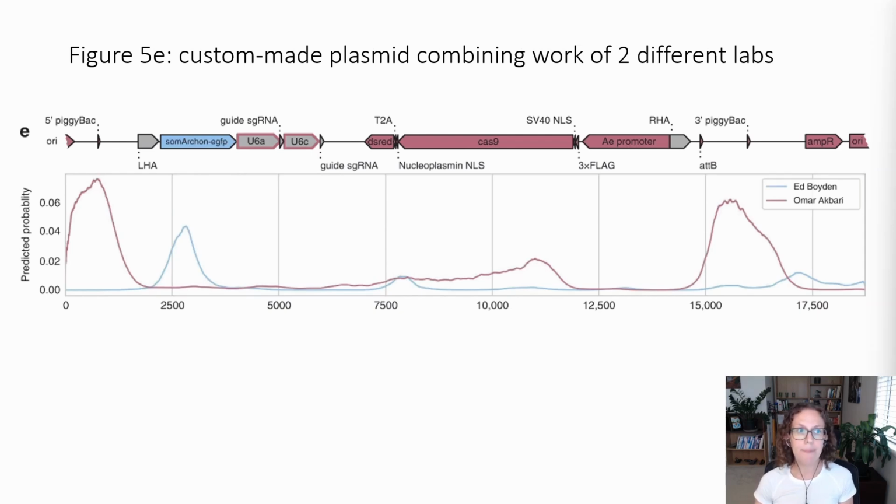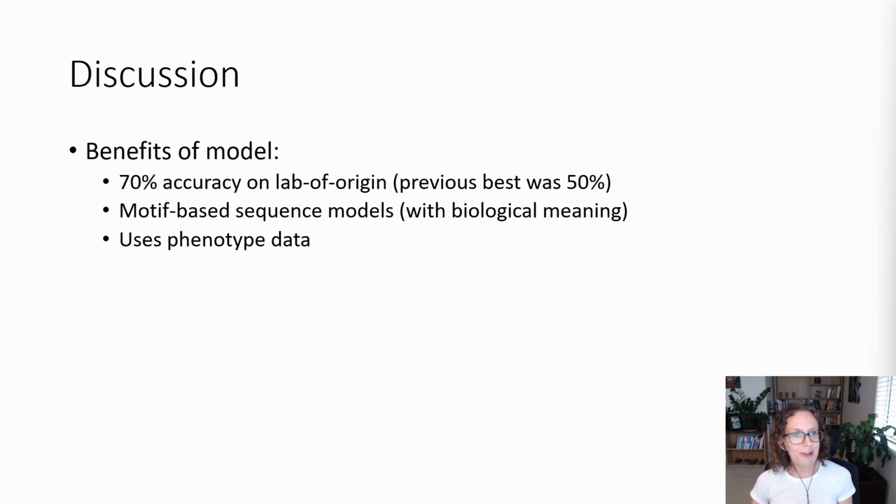So in conclusion, the benefit of this model is that it achieved 70% accuracy on the lab of origin problem. The previous best was 50%, so this is a big improvement. It's a motif-based sequence model that has biological meaning, and it's nice that that was captured in the model, and it takes advantage of phenotypic data.